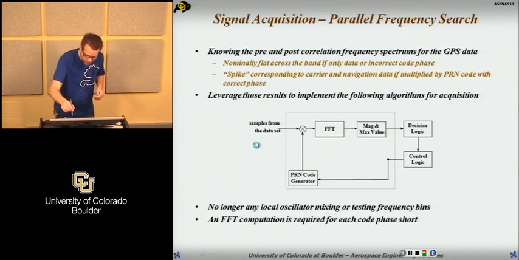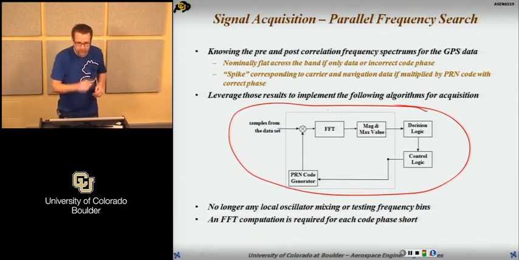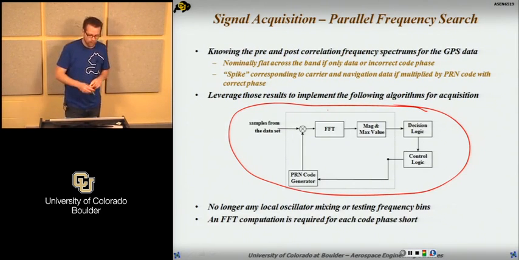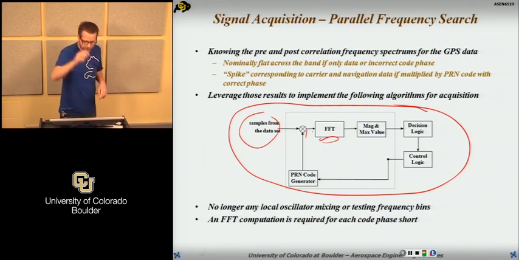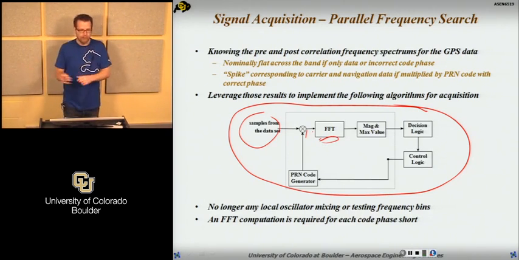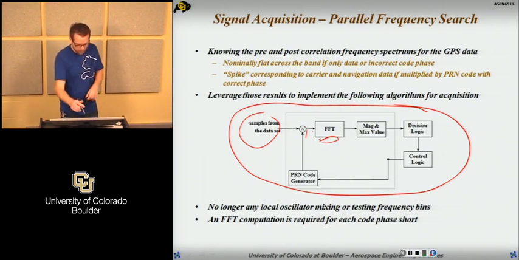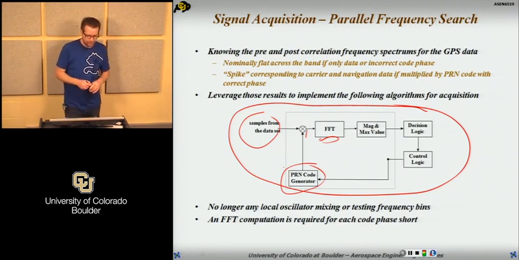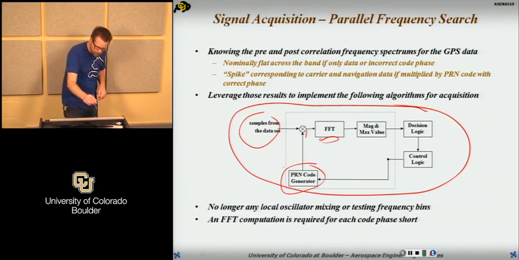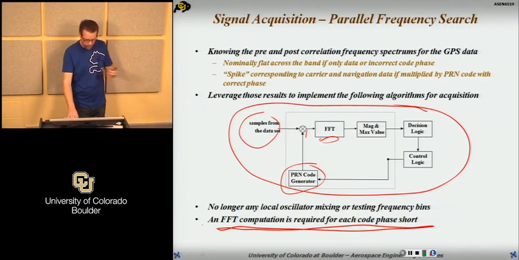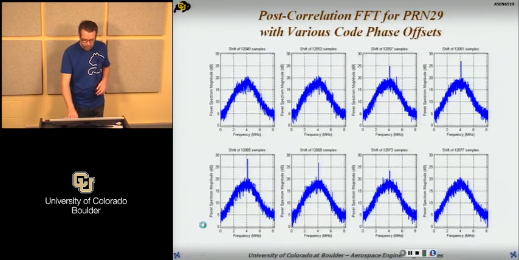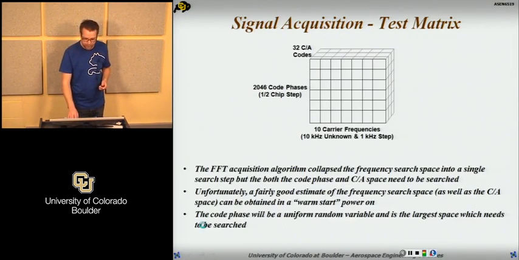So this is what the parallel frequency approach would look like. We have samples, multiply with the PRN codes, we do the FFT, we have some decision logic. And then we try other PRN codes. The problem is this: we have to do the FFT for each code phase. That takes longer than what we wanted to do. But it does work. The signal pops up above the noise floor.